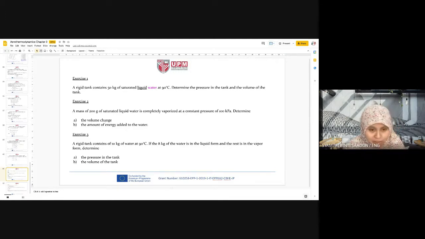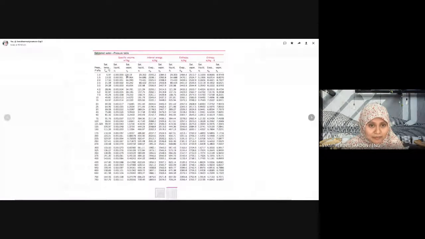Okay. So for this one, since we have instead the value of pressure, we have to use table A5, the first table that I gave in the WhatsApp group, the pressure table. Okay, this one is table A5 actually.